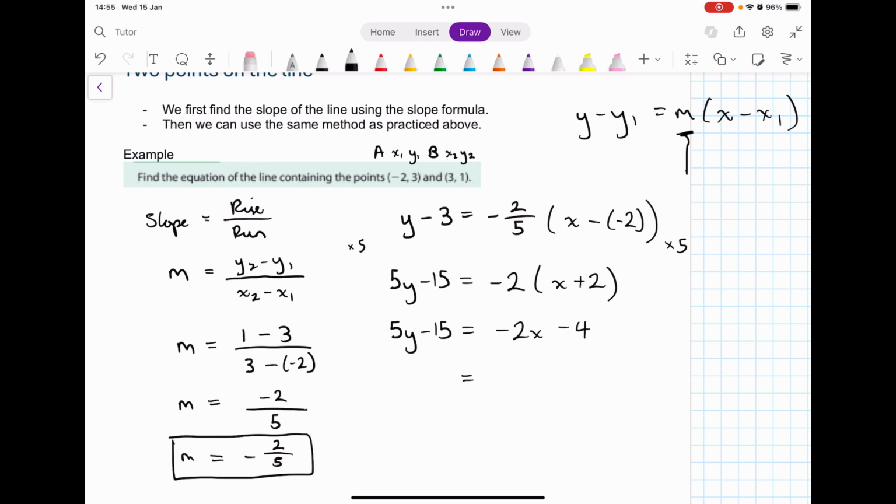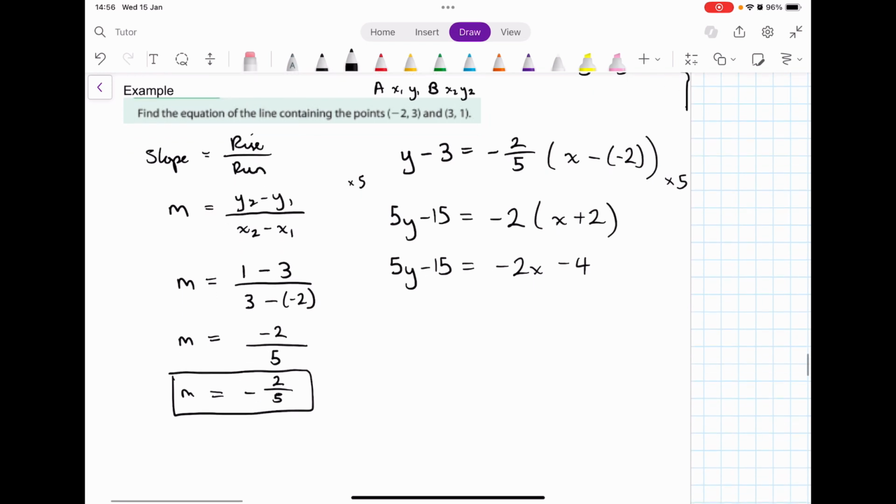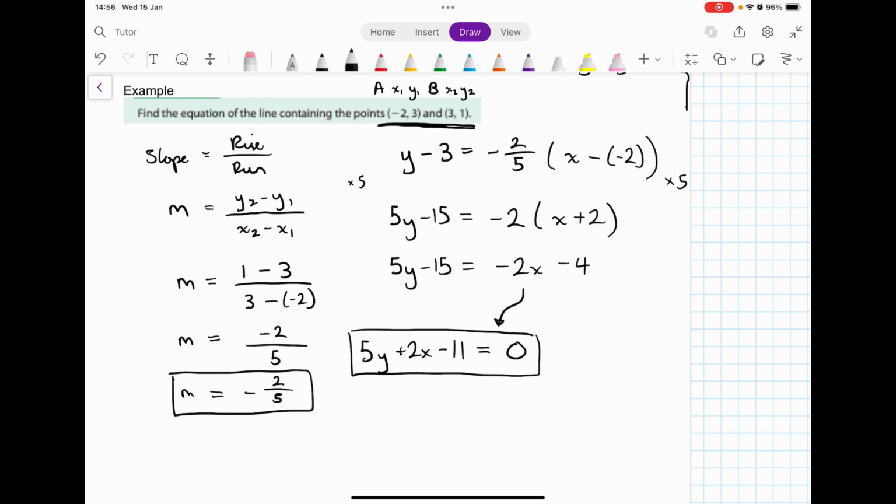And now we can either express it in the general form, so move everything off to the left and make it all equal to 0. So this would look like this. You bring the minus 2x and the minus 4 across the equal sign, so they become plus 2x, so 5y plus 2x, and minus 4 becomes plus 4. So that'll be minus 11. And this would be your equation of the line containing these 2 points here.